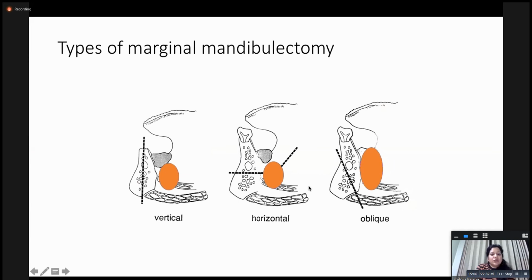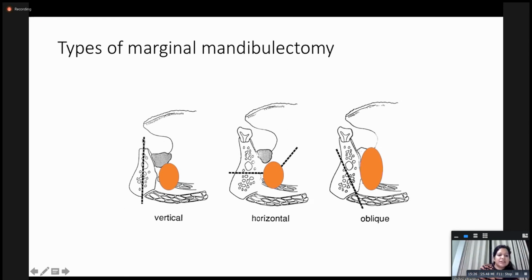So in tongue cancer, this is our cancer which is abutting over here. This is a buccal mucosa cancer. So for buccal mucosa, if you do horizontal, it is adequate. But for tongue cancer, if you do horizontal mandibulectomy, you will go through the tumor. So for tongue cancer, horizontal marginal mandibulectomy is not recommended.